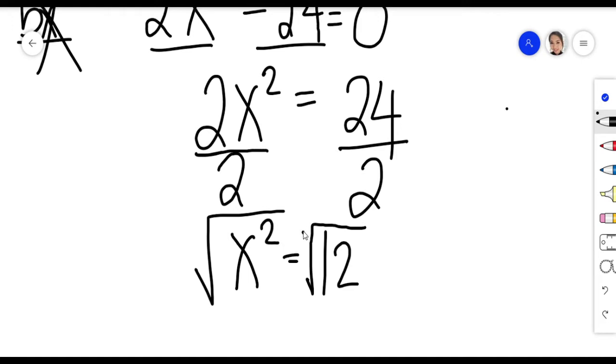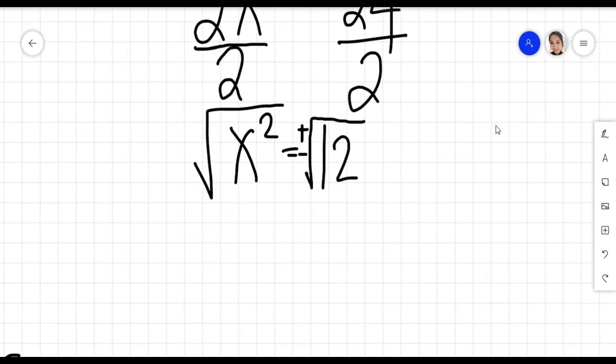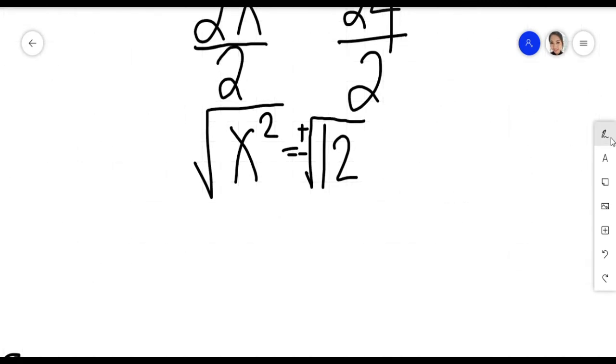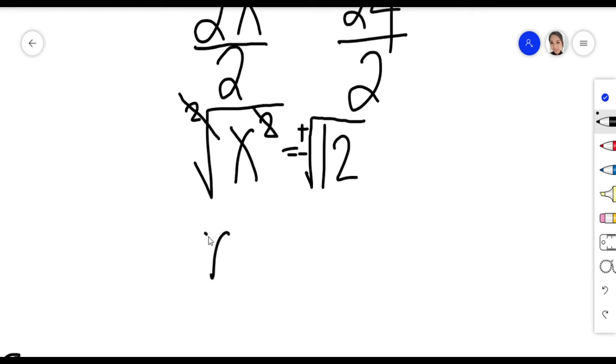Do not forget the plus and minus square root of 12. And then we will solve this. We know that there is an invisible 2 here, so we could just remove the radical symbol, or the square root symbol, and the exponent inside. So we are left with x.